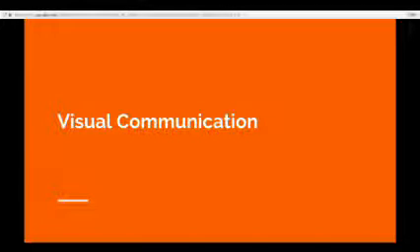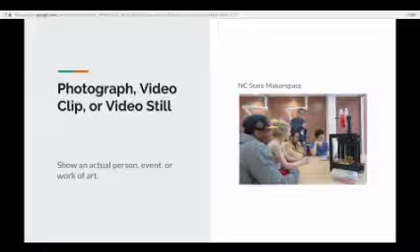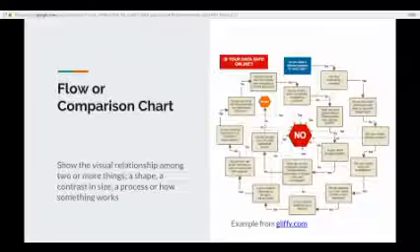So moving on to visual communication. I'm really just going to go down a list of possible visuals that you might use and what they are meant to do. And I'll show you some examples of these as we go along. So a photograph, a video clip, or a video still is meant to show a person, event, or work of art, something along the lines of that. It's meant to capture an image. So you see here the NC State Makerspace has one of these photographs on their website to show that this is what happens in that space.